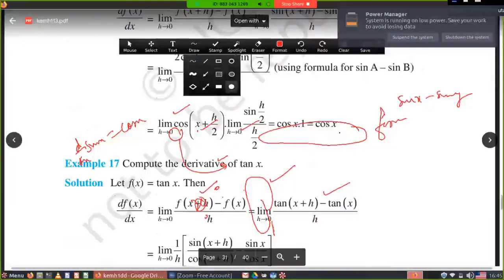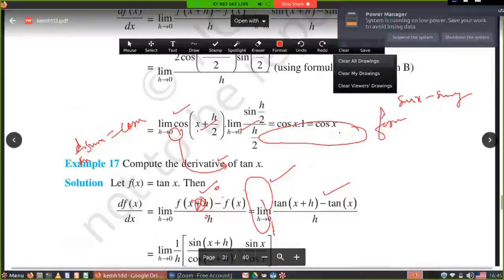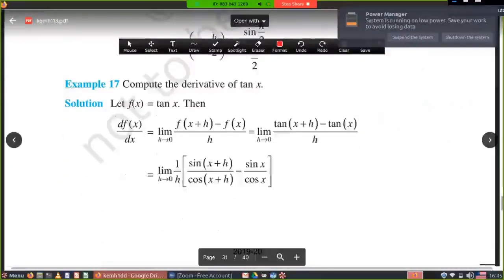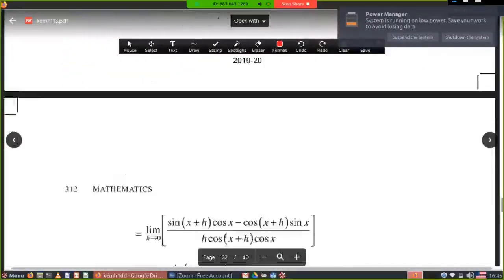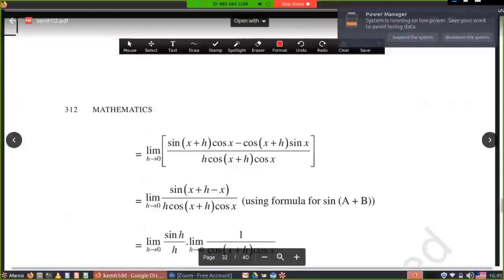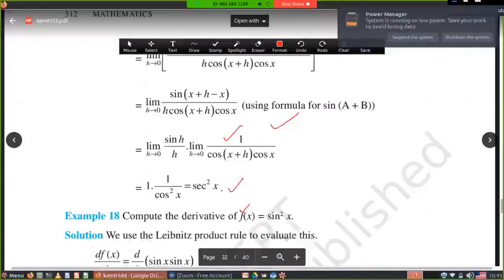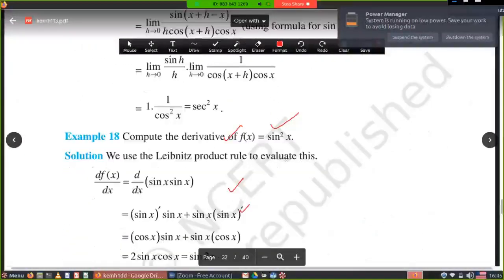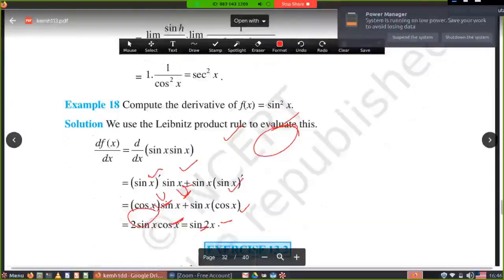Similarly, do the question by taking tangent x and apply the formula here also. Here is also a trigonometric formula to apply, then you can solve the questions or the derivative of the given functions. For sine square x, split this sine square x as sine x into sine x. This becomes u and this becomes v. U into v formula: u derivative, v as it is; v derivative, u as it is.